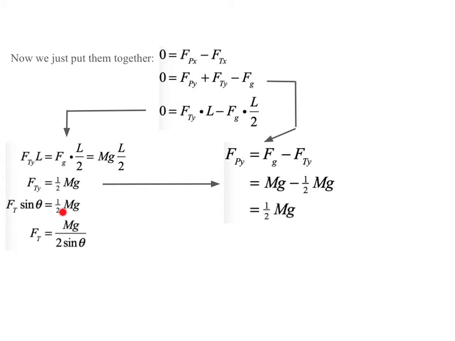And so Ft sine theta is half mg. So the tension must be mg over 2 sine theta. And from the other equation, we get that the force pushing upward has to be equal to the weight minus Fty. Hey, we found Fty is a half mg. So the pivot must also be pushing up at half the weight, which is not surprising, right? We need to support half the weight at either end or it will spin.